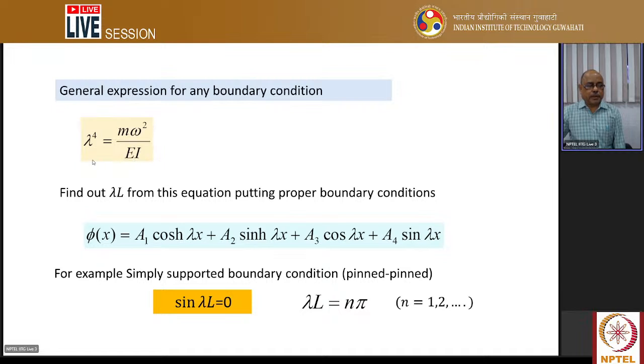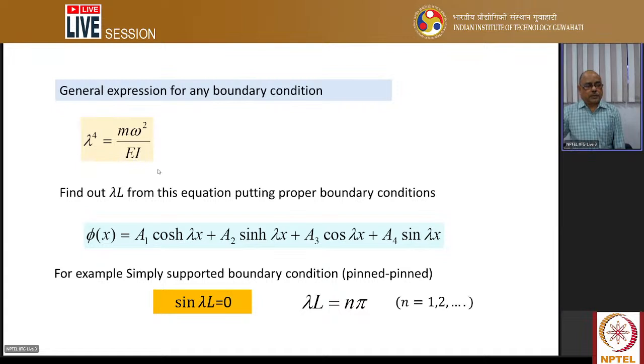The most important parameter is lambda, the frequency parameter, and it is related to m omega square by EI, that is, lambda to the power 4 is related to this quantity. EI is the flexural rigidity of the beam, m is the mass of the beam, and omega is the natural frequency of the beam in radians per second.